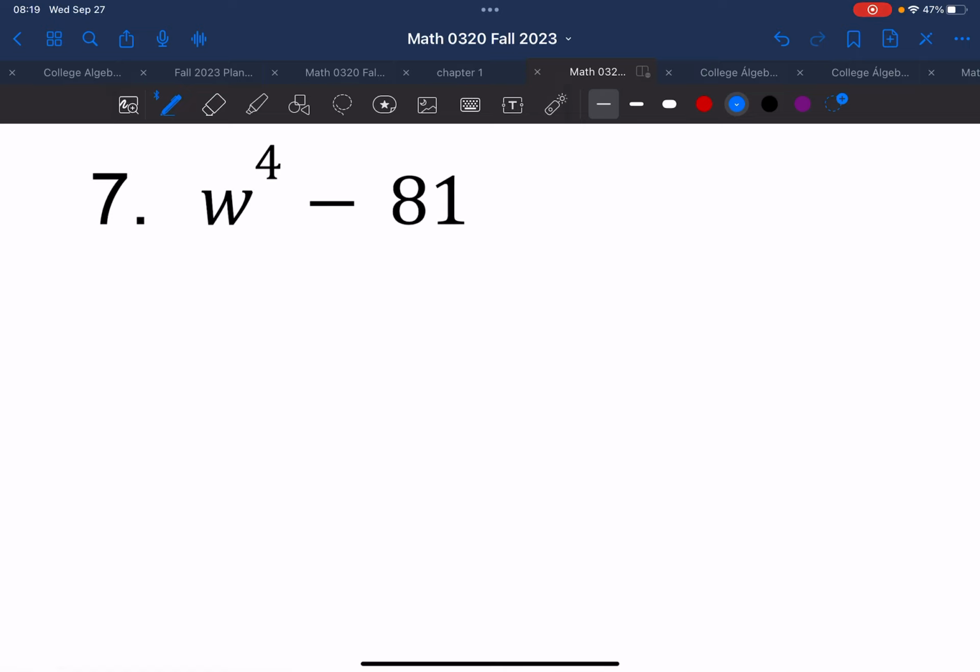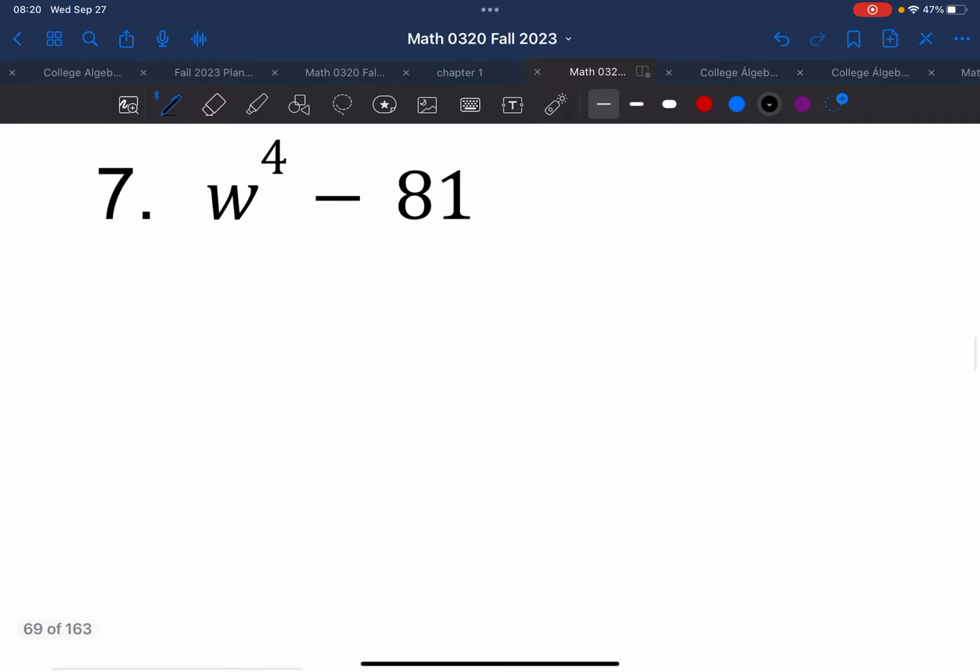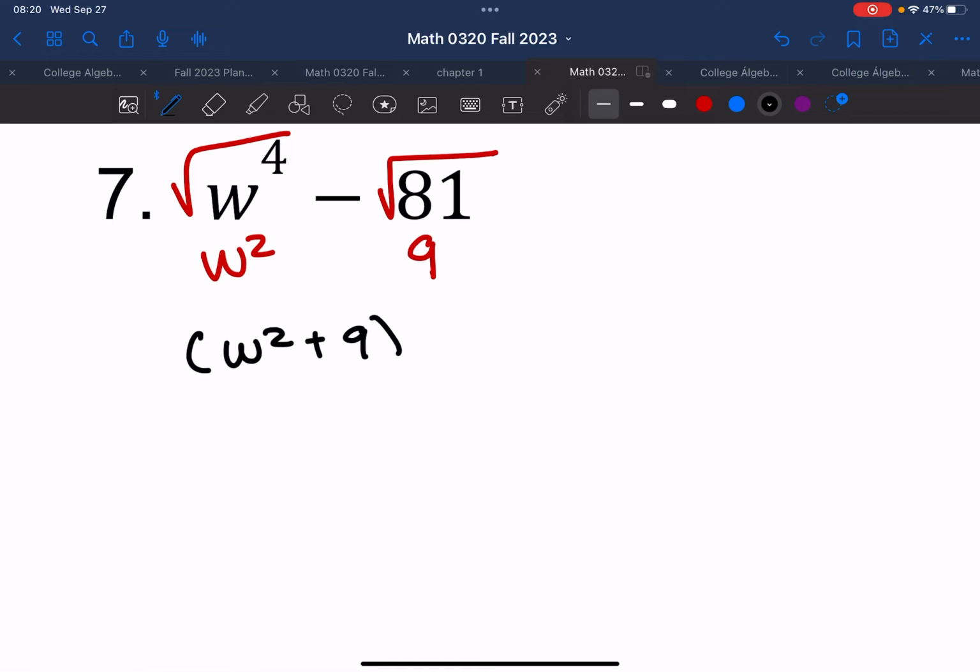So remember, for the special case, we're looking for two things. We're looking if we can take the square root of each term and what? The sign. It has to be a minus sign. Okay. Since we have both of those, we can start taking the square root. So what's the square root of w to the 4th? W squared, and the square root of 81? 9. So that means our answer here is w squared plus 9 and w squared minus 9.